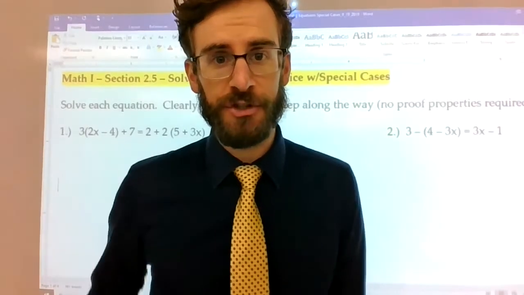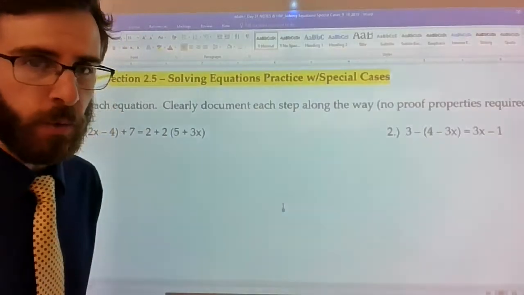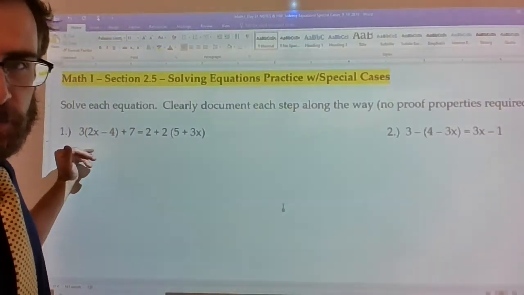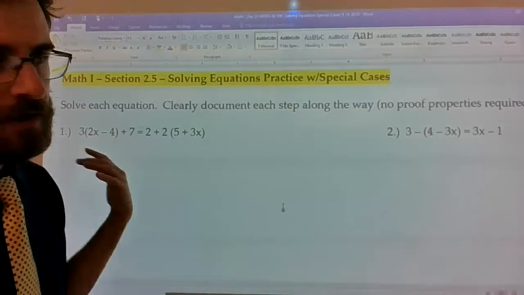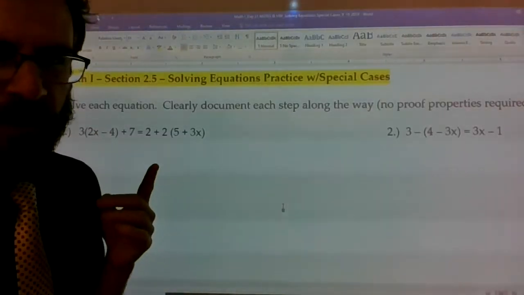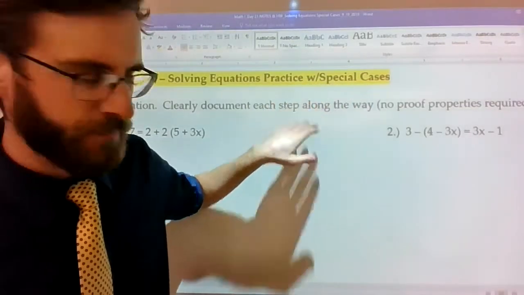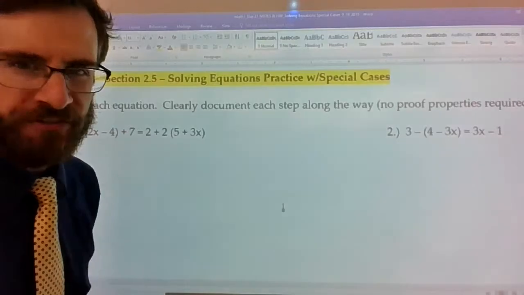Hey Math 1, section 2.5 is coming at you. These equations that I'm asking you to solve look very similar to the ones that you saw in sections 2.3 and 2.4. But you'll see that there's one main difference in a little bit, and that's why I've labeled it the special cases. Let's just dig in and see what we find.